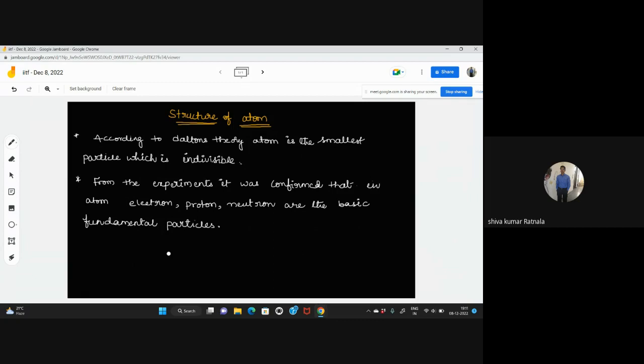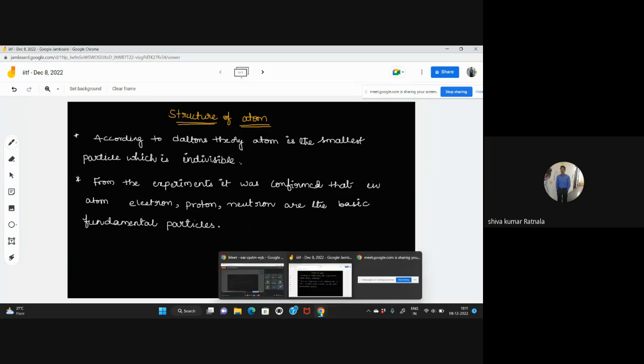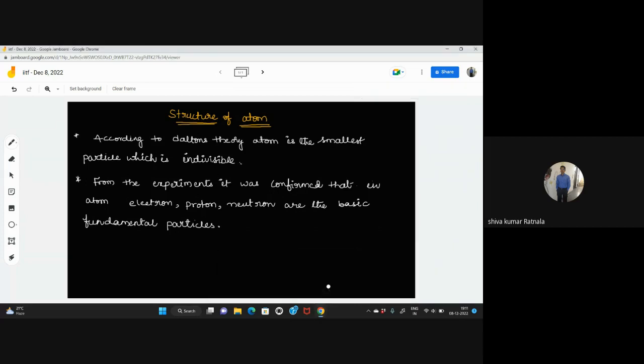Generally, we have different experiments by which we discovered electron, proton, neutron. The discovery is not of that much importance in our examinations, so I'm not going to discuss that. We are going to discuss only whatever the requirement is.